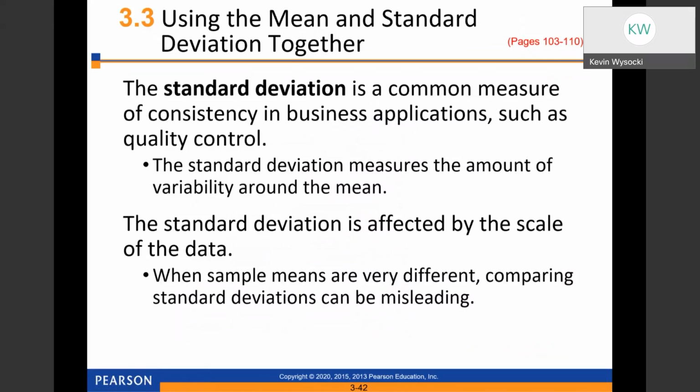So what we can do is combine the sample mean and the sample standard deviation together to give us a better description of the data. Standard deviation is a common measure of consistency in business applications such as quality control. The standard deviation measures the amount of variability around the mean, so basically how spread out it is. The standard deviation is affected by the scale of the data. When the sample means are very different, comparing standard deviations can be misleading.